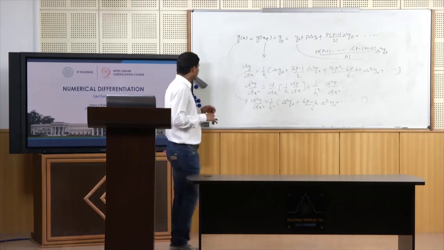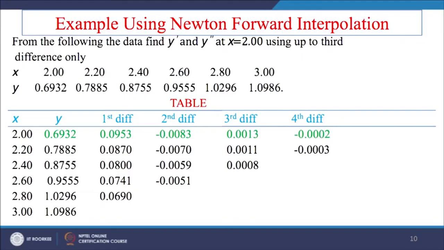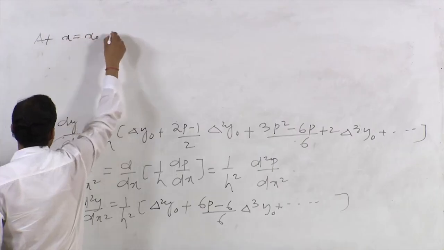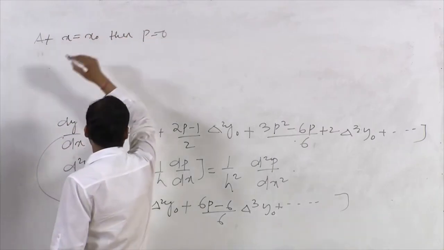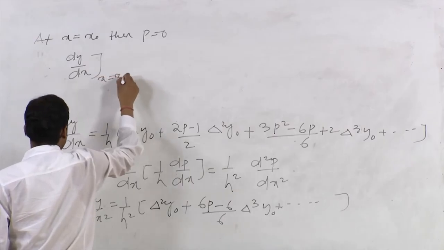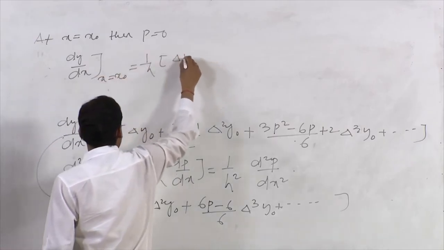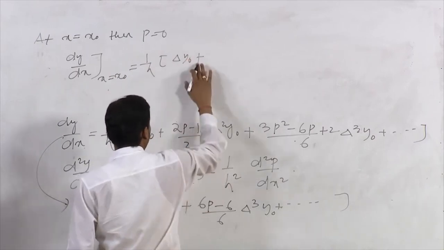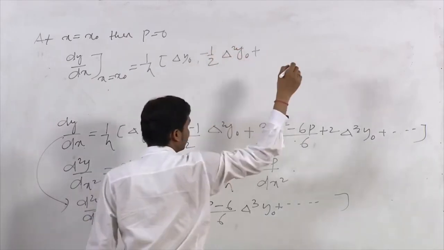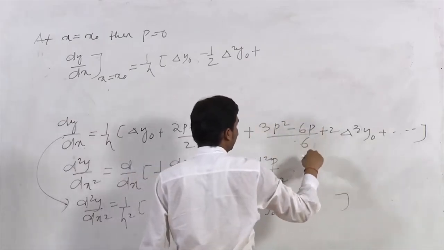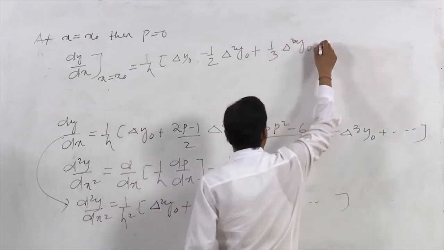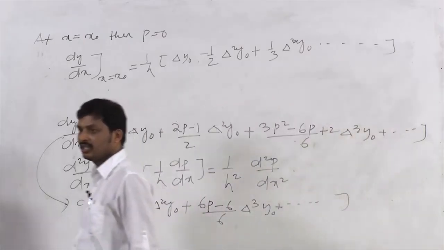So, then we can reduce these formulas. Suppose it is asked to obtain the derivative at x equals x 0. Then p equals 0 at that point, and we can write dy by dx at x equals x 0 as 1 by h delta of y 0, minus half delta square of y 0, plus 2 by 6, that is 1 by 3 delta cube of y 0. All other points will be considered in that form only.